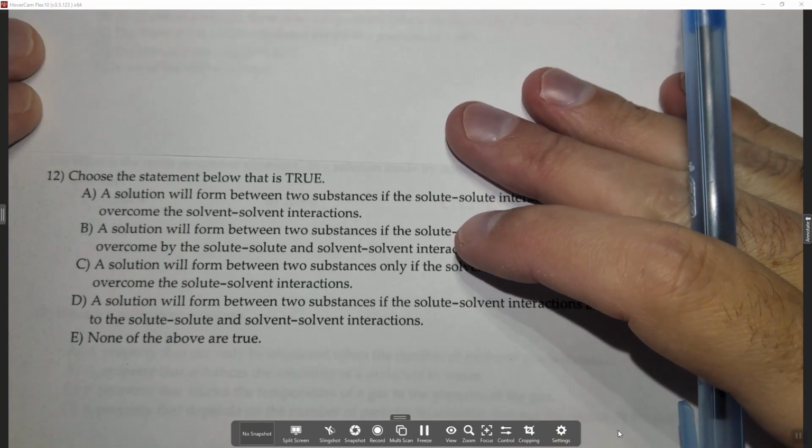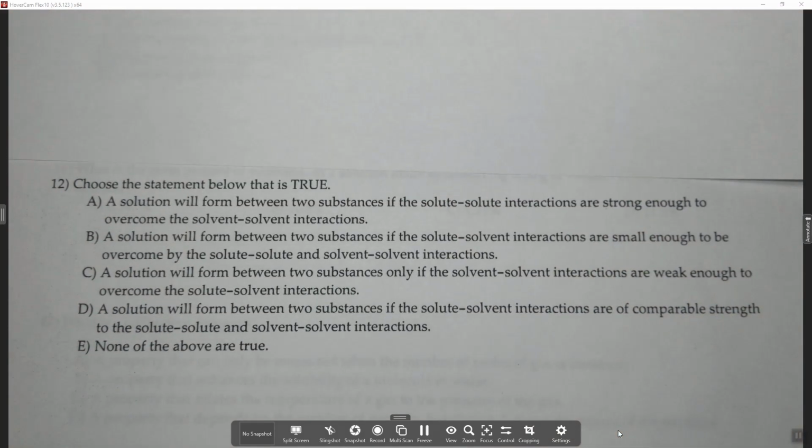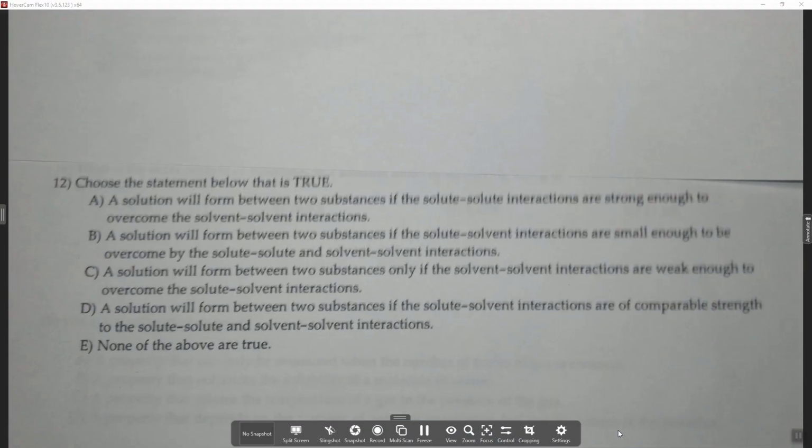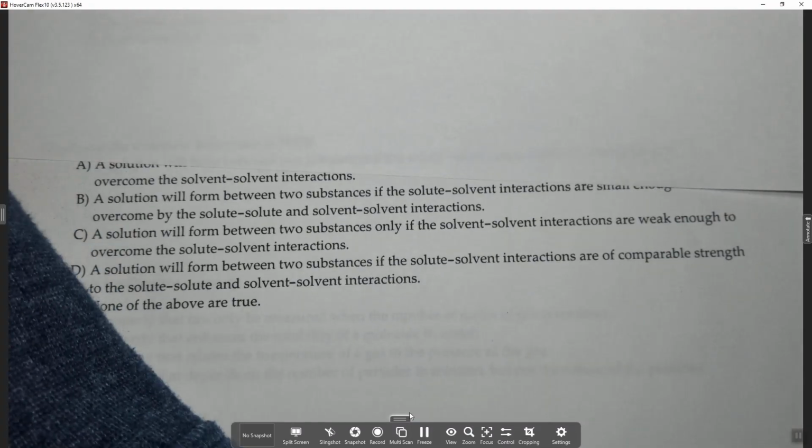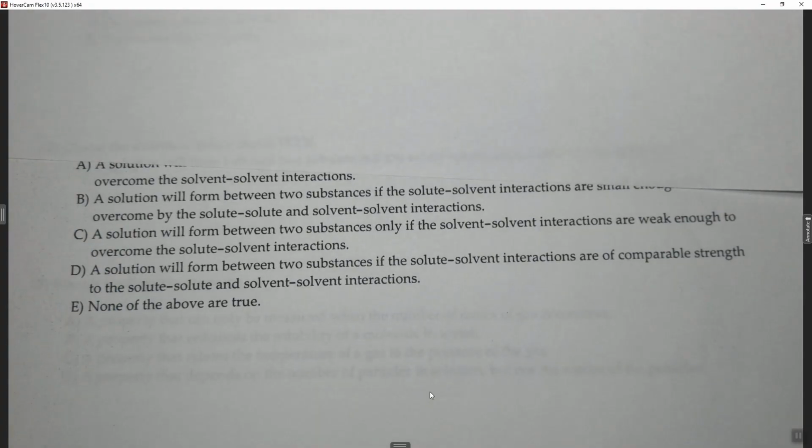Right, it says choose the statement below that is true, and then there are these wordy statements. But before we do that, let me briefly go over what is going on here. And again, this is a super brief explanation.